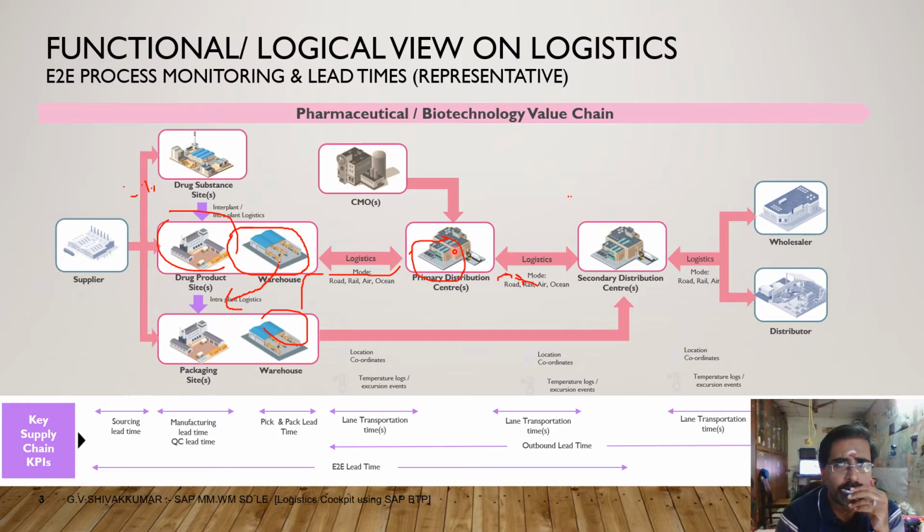So this is the functional or logical overview of logistics for the pharma or biotechnology or drug industry, or the beverage industry, where the same case applies. So next we are moving to the next screen.